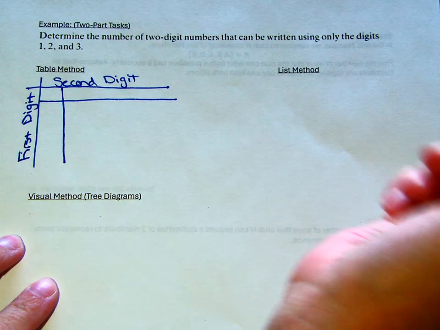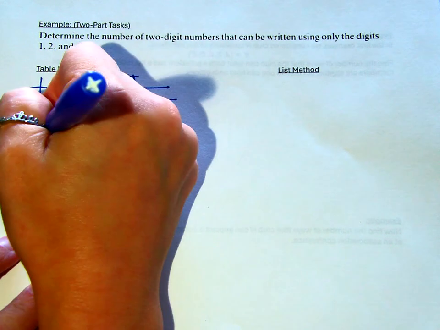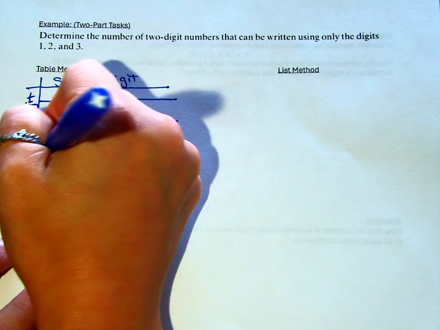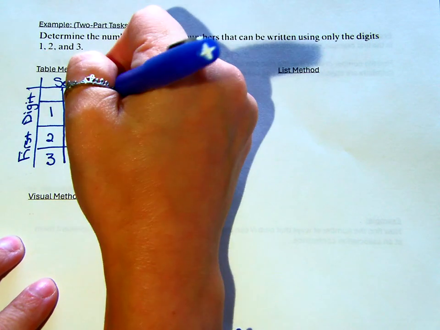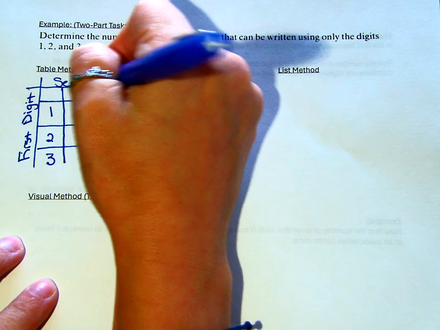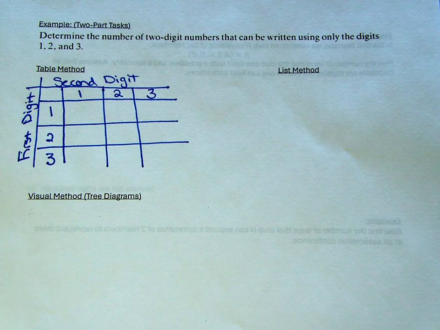Our digits can be 1, 2, or 3. So I'm going to put 1, 2, and 3. Same across my top: 1, 2, and 3. This is how we would set up our table.